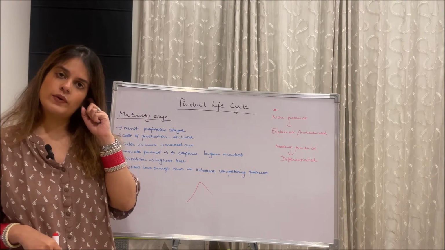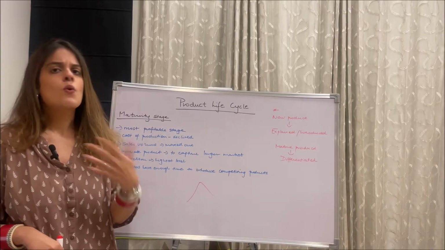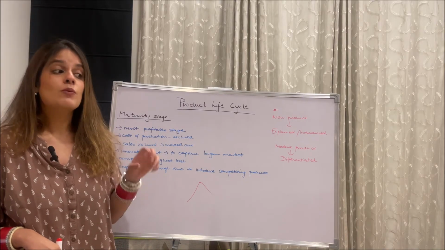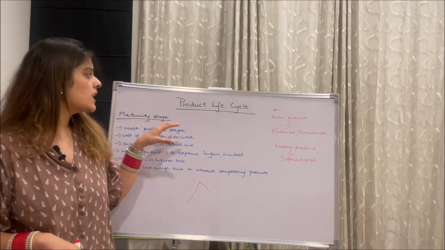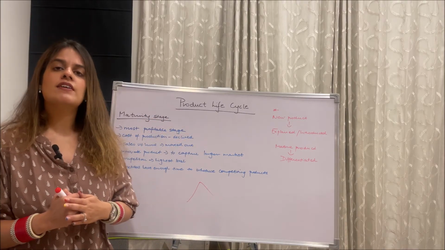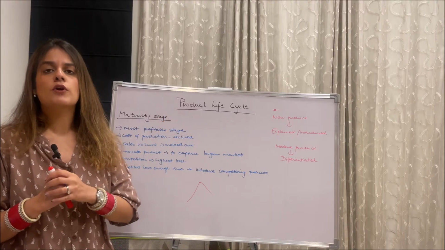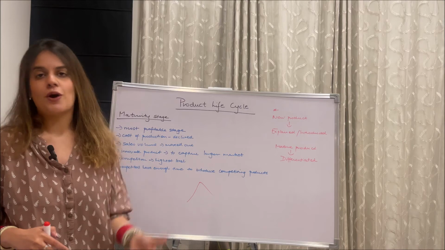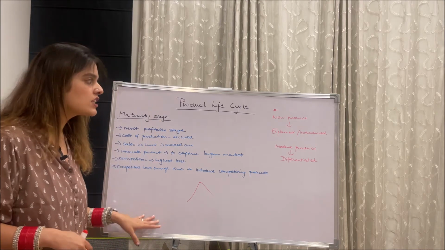So initially when you were introduced in the market, no one knew your product. When you were growing, at that point of time, guys, people were eyeing your product. But by the time you've reached the maturity stage, people have had enough time to replicate your product, to make a substitute of it, due to which you have to keep improving your product. So this is basically the maturity stage, guys.